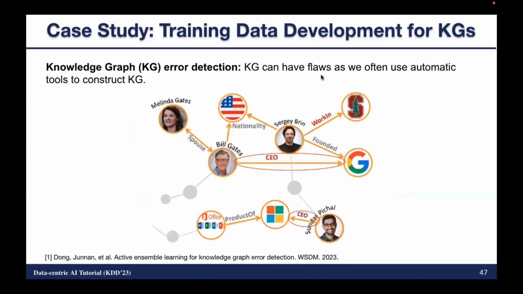In knowledge graphs, there are similar cases. A knowledge graph could also have flaws, because knowledge graphs are often automatically generated with some tools. So it's possible that some knowledge is wrong. For example, here, maybe the knowledge graph says Bill Gates is the CEO of Google, which could be wrong. So can we correct it?